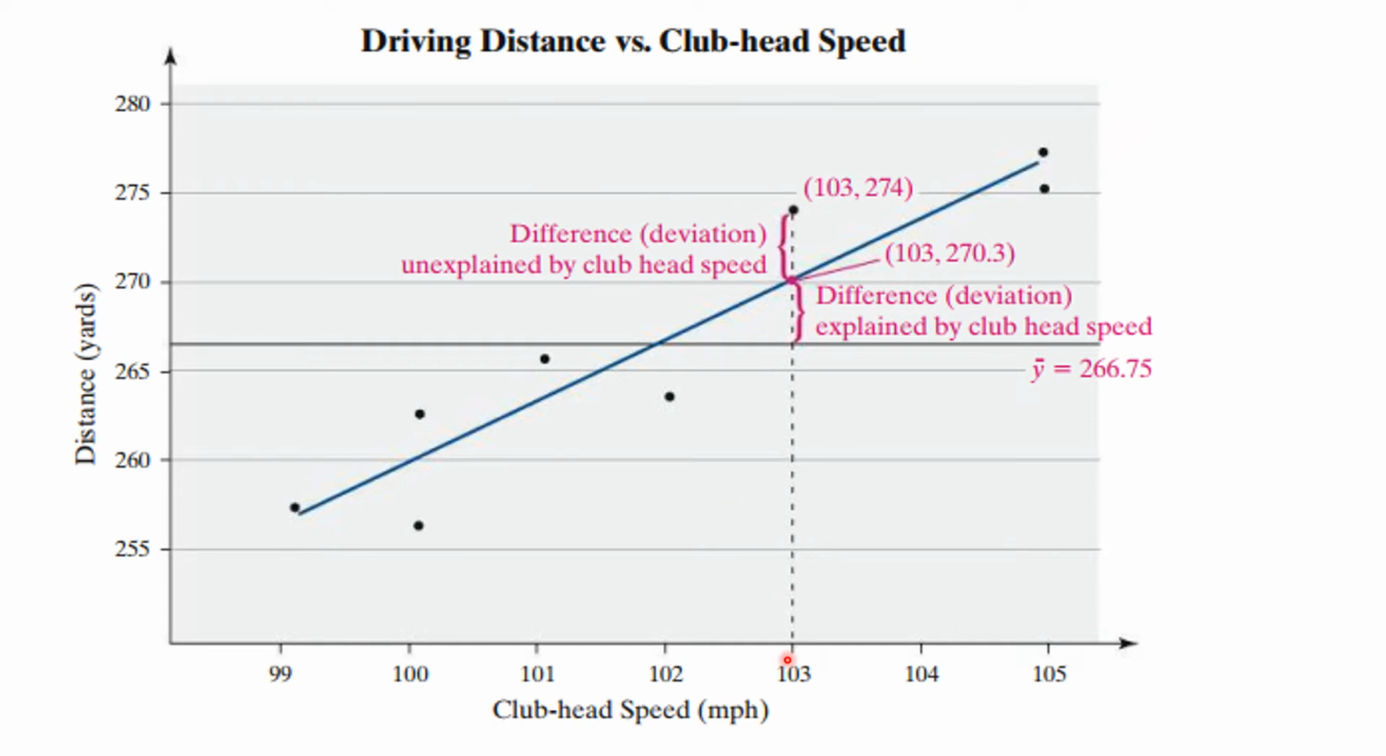So if we take a value like 103, then there's a difference between what we would expect. And part of the difference is explained by the regression, that is the club head speed, and part of it is not explained. The ratio of this to this is R squared, capital R squared.